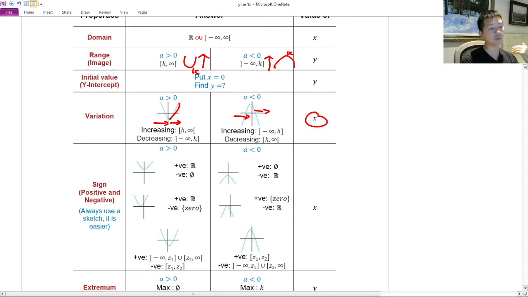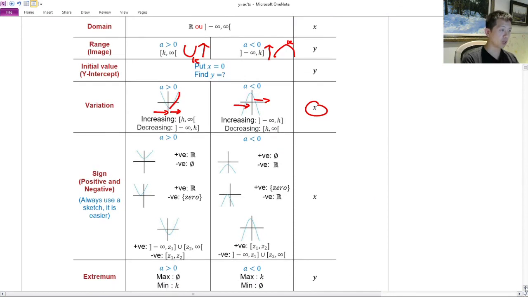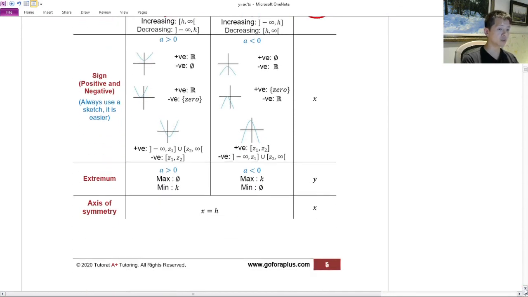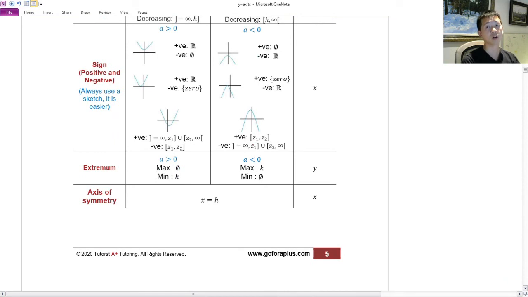Okay, so you can either remember this or draw the picture and figure it out yourself. I let you choose this year. Next year you probably will just draw it out and try to figure it out, because you won't be remembering which one is which, right? Because we'll be learning a lot of functions later on. Now the sign, the positive and negative, always use a sketch. It is always easier.